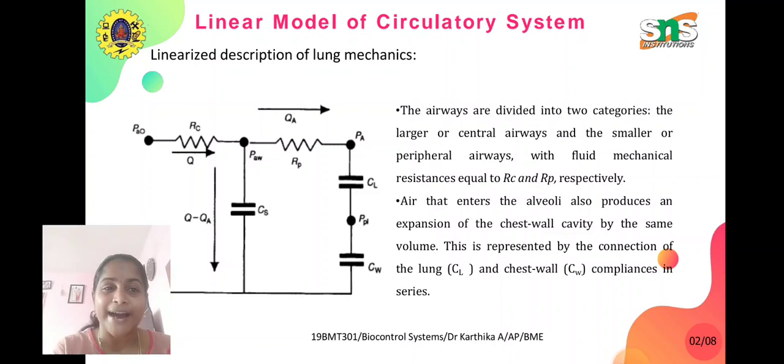The airways are divided into two categories. The larger are central airways and the smaller are peripheral airways, with fluid mechanical resistance equal to RC and RP respectively. Air that enters the alveoli also produces an expansion of the chest wall cavity by the same volume. This is represented by the connection of the lung compliance CL and the chest wall compliance CW in series. Here we have resistances RC and RP as well as compliances CL and CW in series.